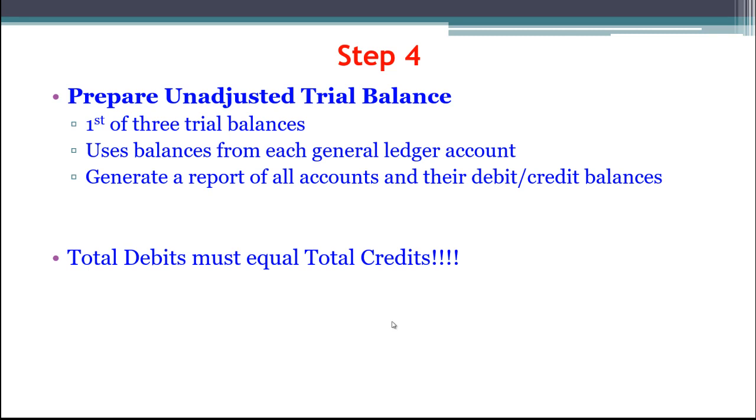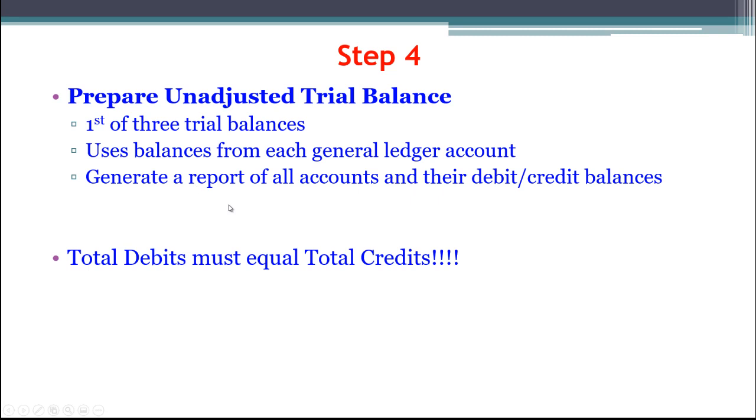Then you can prepare the unadjusted trial balance after you get all your journal entries created and posted. Then you know the balance of every single account, and your unadjusted trial balance is basically a list of all of the balances that every account has. It has no detail behind it. It's just the final balance of every individual account.